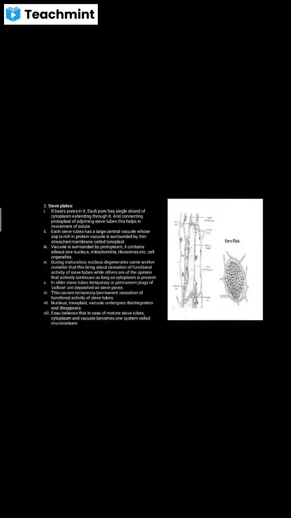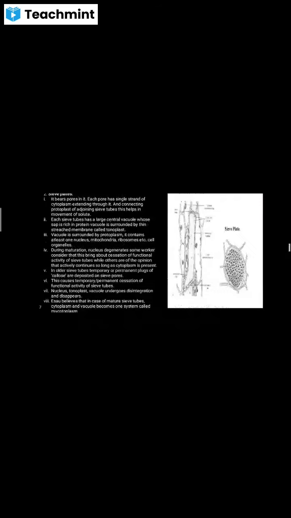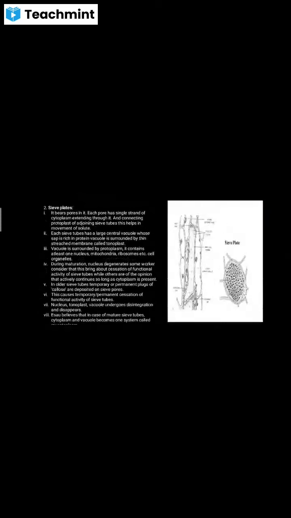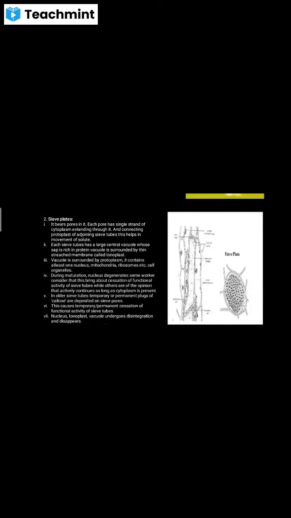Then next is about the sieve plates. You have already learned about the sieve plates and their structure. These plates bear pores, and each pore has a single strand of cytoplasm extending through it, connecting the protoplasts of the adjoining sieve tubes. This helps in the movement of solutes.